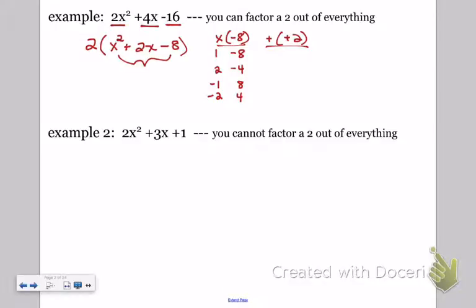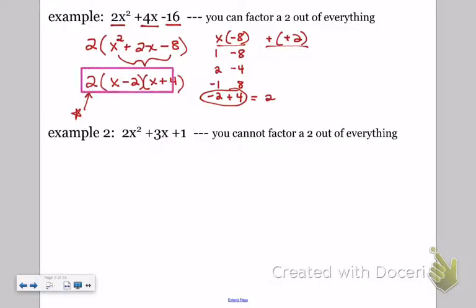So which set of those factors add to positive 2? The last set. Negative 2 plus 4 is positive 2. So we take those numbers. So we still have the 2 on the outside. Don't forget about it. And we can factor this to 2 times x minus 2, x plus 4. And we are done. Everything in that is linear, so we are completely finished.